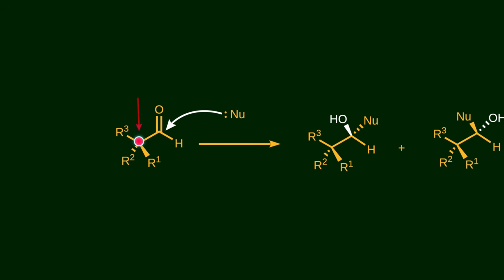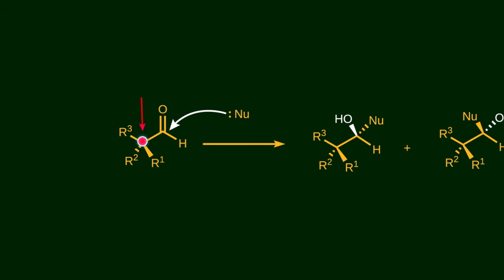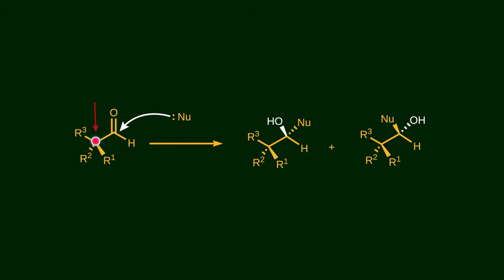Now take this reaction as an example. As you see, this carbon atom in alpha position of the carbonyl group is chiral because it's bearing 4 different substituents. When the nucleophile attacks the carbonyl group, 2 stereoisomers are produced, but one of them is a major product because of the chirality of the substrate. The important point is that this reaction is not enantioselective, but it's a diastereoselective reaction.